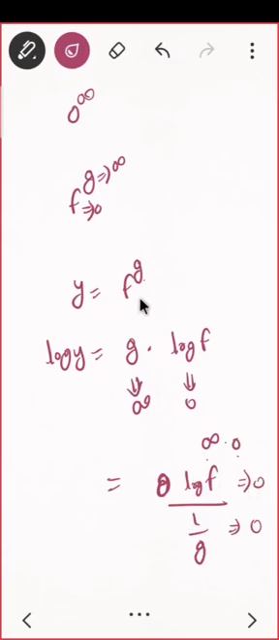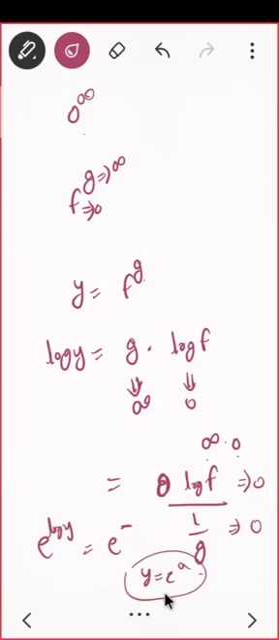So whenever you are having the form 0 raised to infinity, just put y equal to that function and take log, then take the limit. At last you will be getting the value of log y. You have to go back to your value of y. And how can you do that? You just put e raised to log y, and whatever your answer is from here, that will be e raised to that answer. So here y equals e raised to that. That is the final answer.